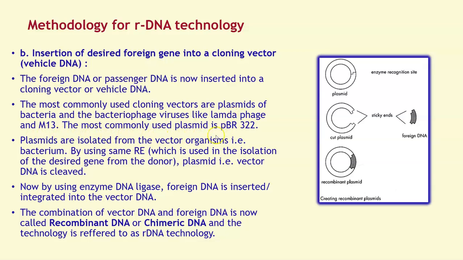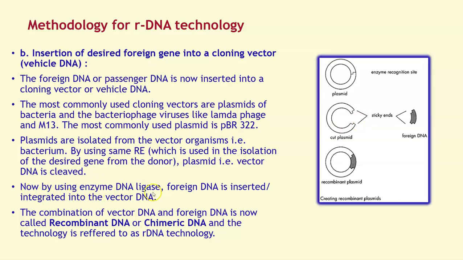The most commonly used plasmid is pBR322. Plasmids are isolated from the vector organisms, that is the bacterium, by using the same restriction endonuclease which is used in the isolation of the desired gene from the donor. Plasmid, that is the vector DNA, is cleaved. So here also the same restriction enzyme is used to make a cut into your plasmid DNA.